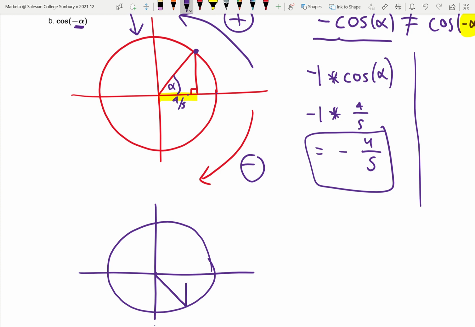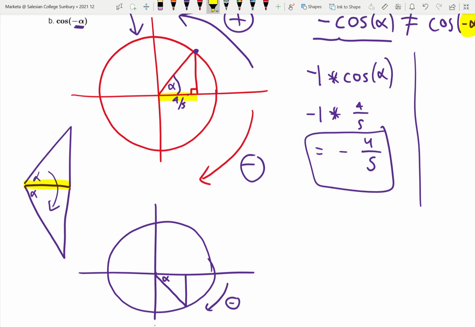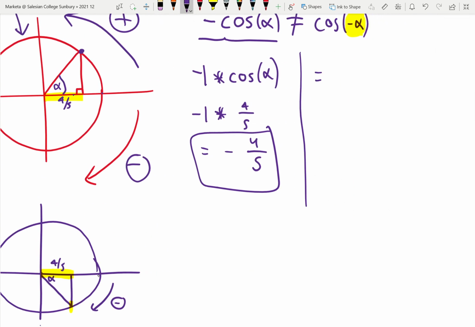So I'm going down to here, and there's alpha, and it's now in the negative direction, so we're going negative alpha there. What we see is that this triangle started off like this, and now all I'm doing is flipping it upside down. So the alpha is here, and you can see that the cos value is still in exactly the same spot. The x value of this point, or this line here, is still a positive value. So the cos is still 4/5. It's not -4/5. So cos of negative alpha is 4/5.